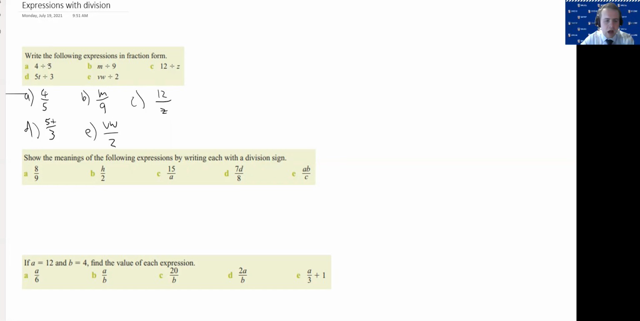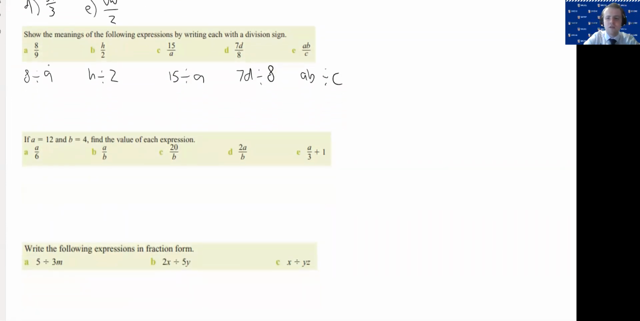Okay, so similarly, we can do the reverse process. Now, you don't usually do this. This is just to test your understanding. So 8 over 9 is just 8 divided by 9. h over 2 is just h divided by 2. 15 over a is 15 divided by a. And then 7d over 8 is 7d divided by 8. And ab over c is ab divided by c. It's important you get the order right. So the top number is always on the left and the bottom number is always on the right when you're doing it that way. Okay, let's look at a few more questions here.